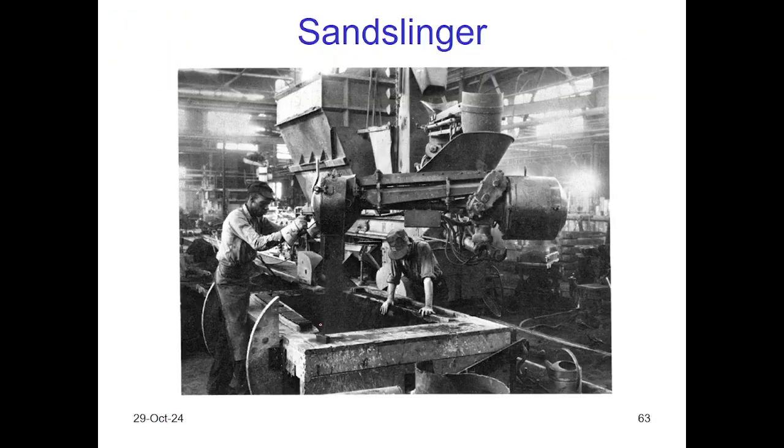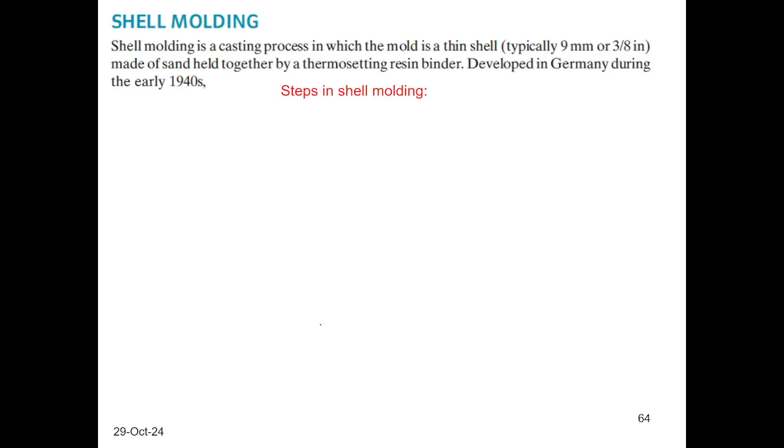Okay, in industry we have another casting method. It is called shell molding. In shell molding, instead of having a bulk of sand within a flask, we have a thin shell. The thickness of the mold is in the order of 10 millimeters.